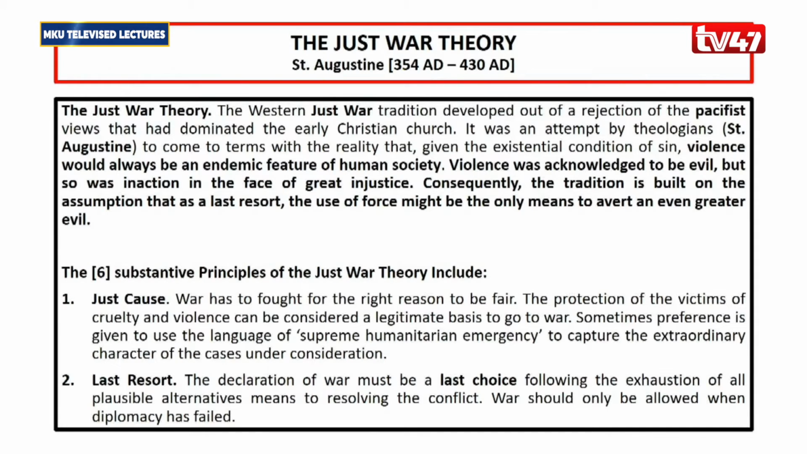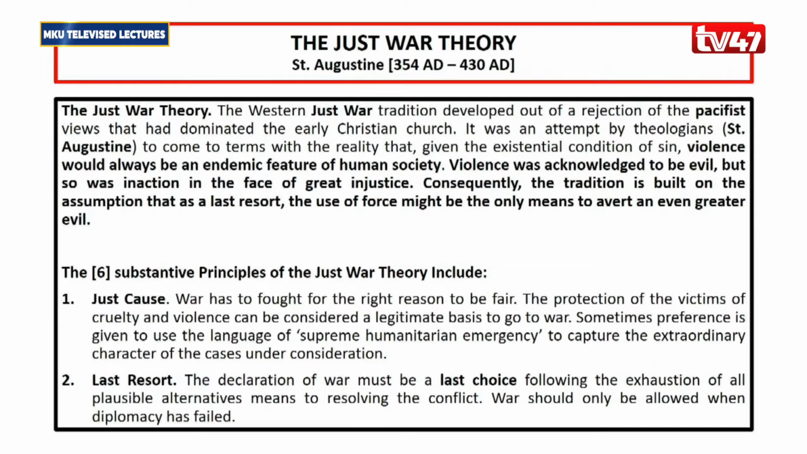So we begin by quickly looking at Teachers to War Theory and trying to explain what it's all about, and then later on we get into trying to understand the 6 substantive principles of the theory. The Western just war tradition developed out of a rejection of the pacifist views that had dominated the early Christian church. It was an attempt by theologians, especially St. Augustine, to come to terms with the reality that given the existential condition of sin, violence would always be an endemic feature of human society.